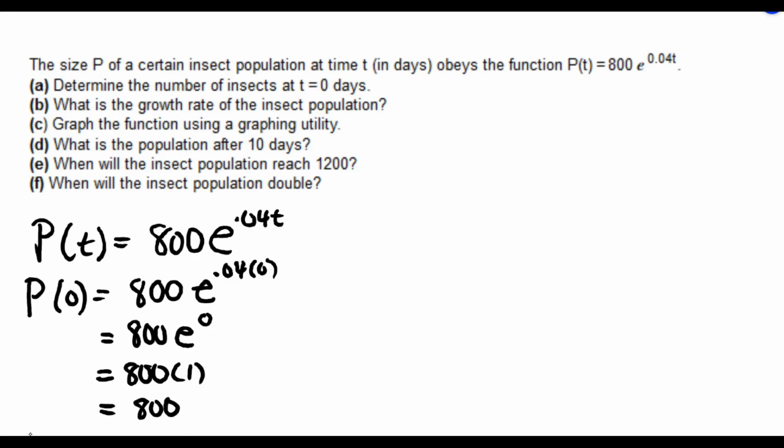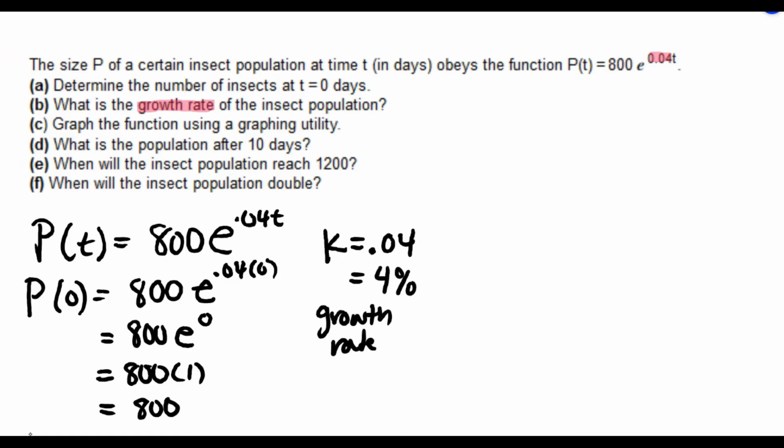In part B, it says, what is the growth rate for the insect population? And the growth rate, which we usually call K, is going to be 4%. So our K is 0.04, or 4%. That is our growth rate.